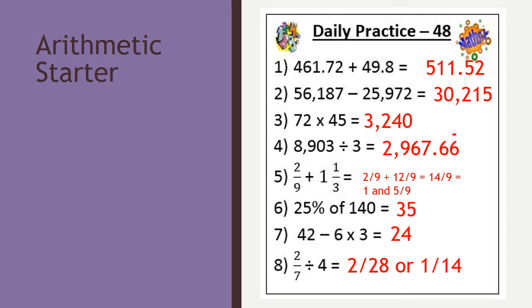So 2 times 1 is 2, and 7 times 4 is 28, so we get 2/28. And then if you halve both of those numbers, you get 1 over 14. So well done if you got those.